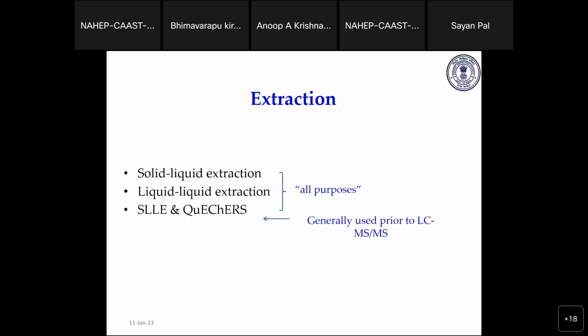This is how, generally nowadays, the extraction procedures are followed for all antibiotic analysis. It is solid liquid extraction or liquid liquid extraction, which happens using different SPE cartridges. Earlier, we used to have big extraction vessels where we would use a solvent and extract physically, and it was very laborious. Now ready-made packets and ready-made solutions are being provided by different suppliers.